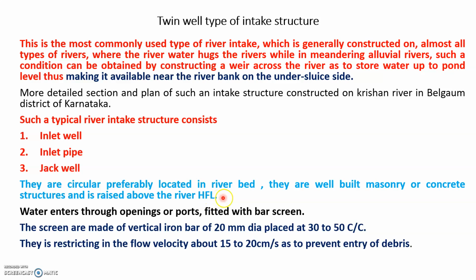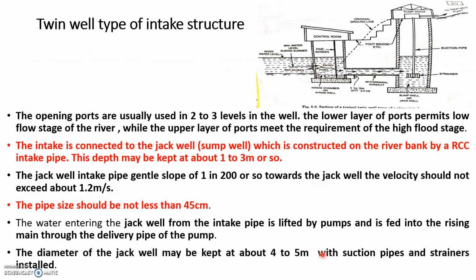That's in high flood level itself. Okay, so entry ports consist of screen bars, placed at around 50 to 30 centimeter center to center spacing. The diameter of the bars is usually around 20 mm, and the velocity is restricted to around 15 to 20 centimeter per second, so that the debris which is getting inside those wells should be prevented.